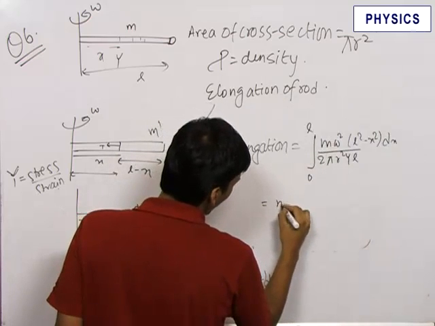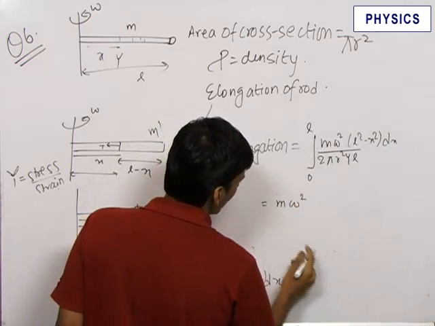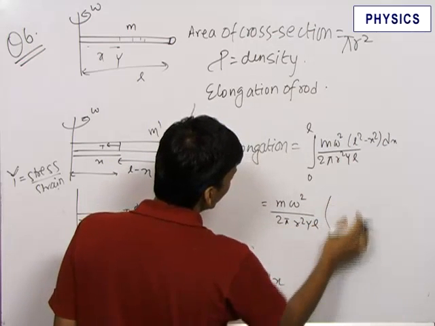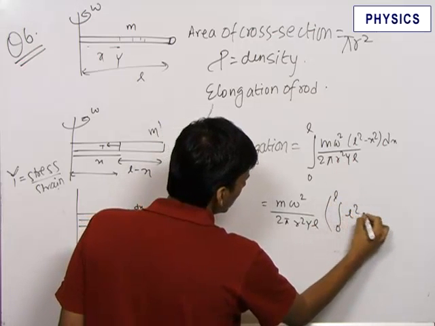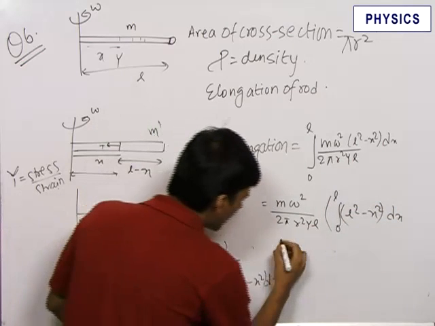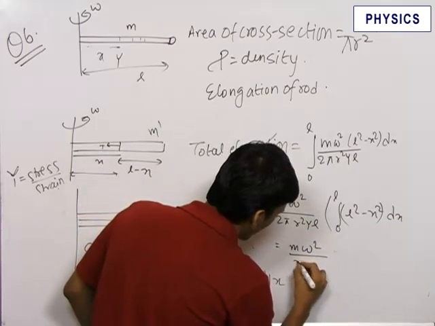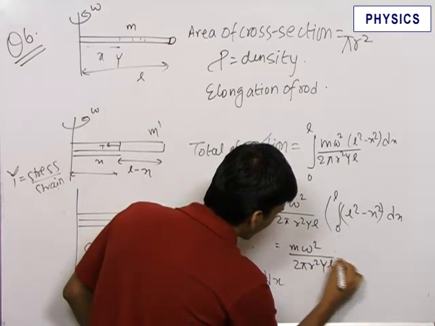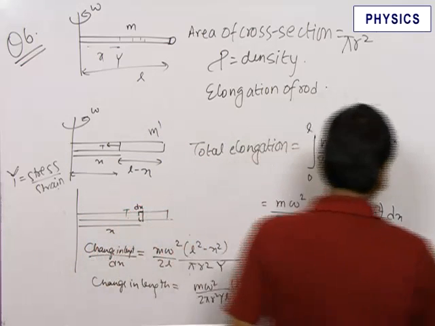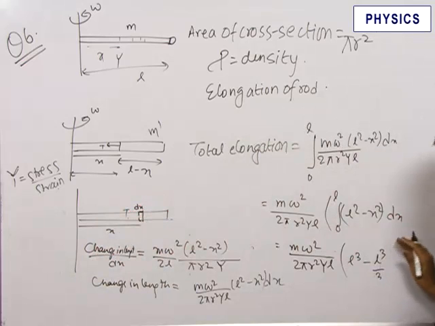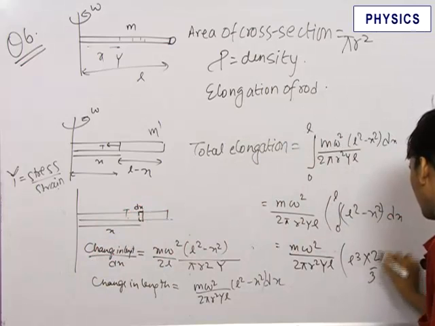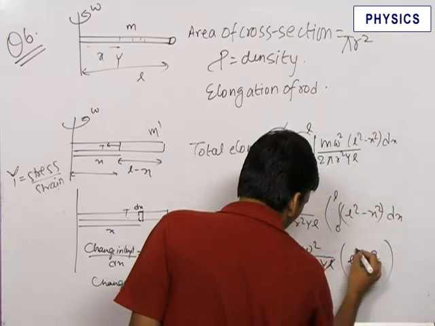This is equal to m omega square upon 2 pi r square YL into integration of 0 to L, L square minus x square dx. This is equal to m omega square upon 2 pi r square YL into L cube minus L cube by 3, that is equal to 2L cube by 3. This becomes L square.